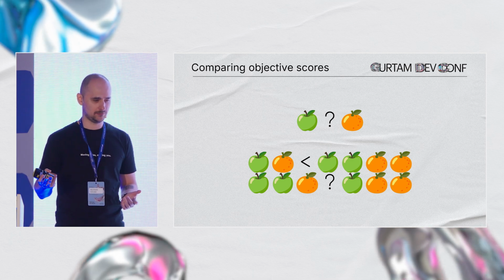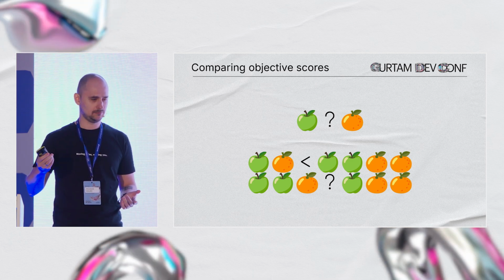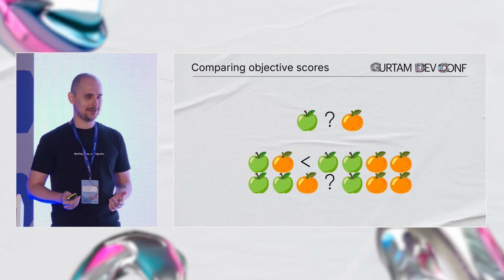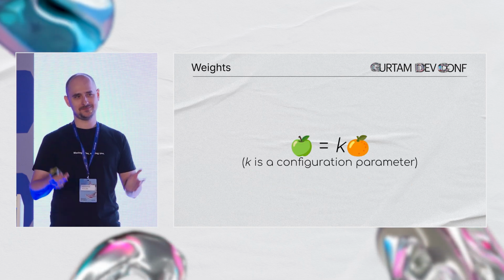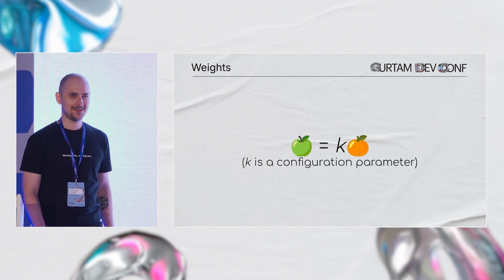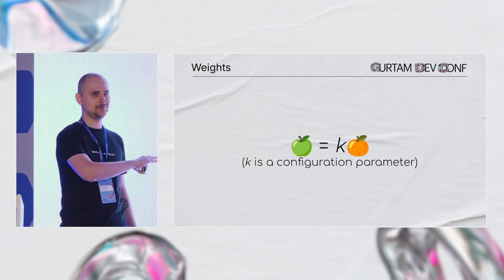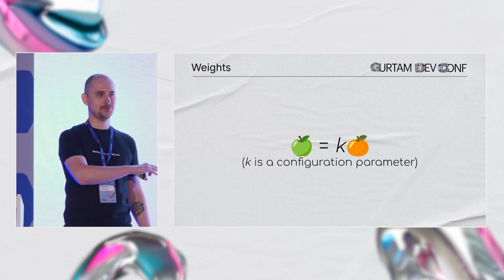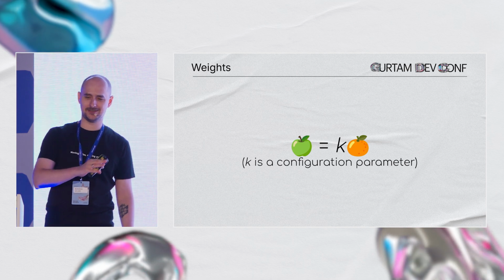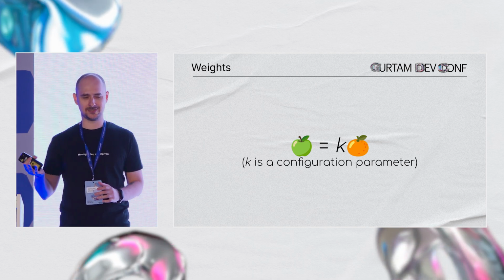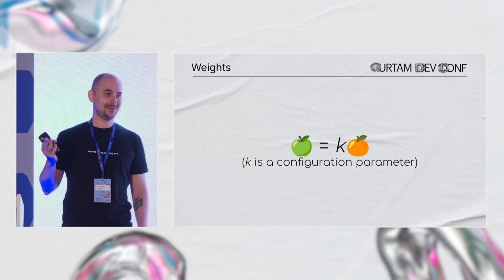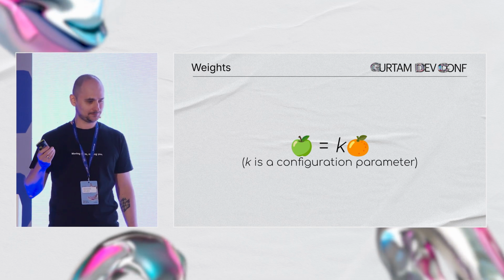So how can we compare apples and oranges? Well, we assign weights. Apples equals k oranges. Yeah, problem solved. And then just make k a configuration parameter, so you can adjust it every time your optimizer produces some garbage output. It works nice.